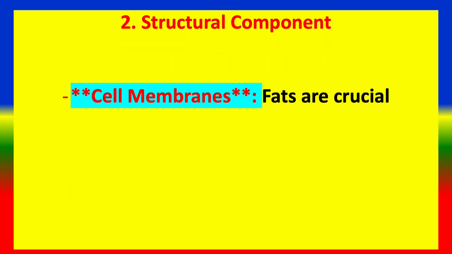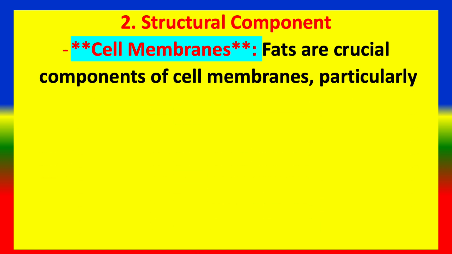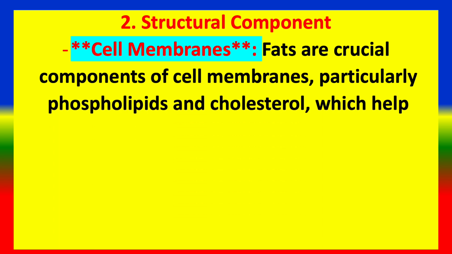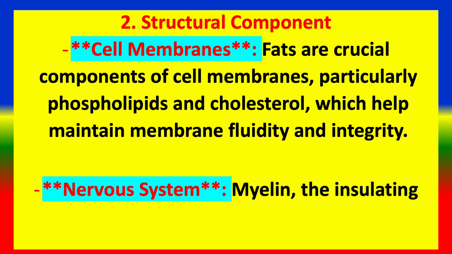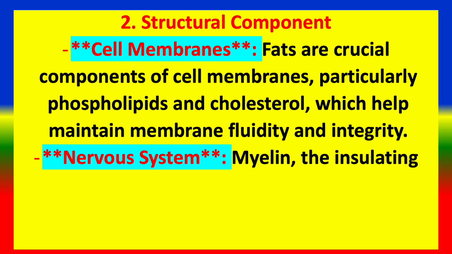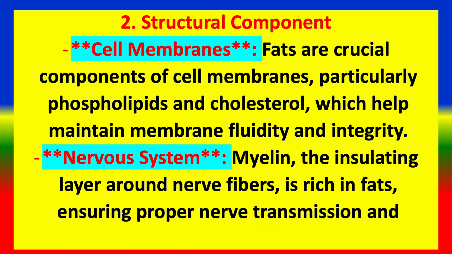2. Structural components. Cell membranes. Fats are crucial components of cell membranes, particularly phospholipids and cholesterol, which help maintain membrane fluidity and integrity. Nervous system. Myelin, the insulating layer around the nerve fibers, is rich in fats, ensuring proper nerve transmission and function.